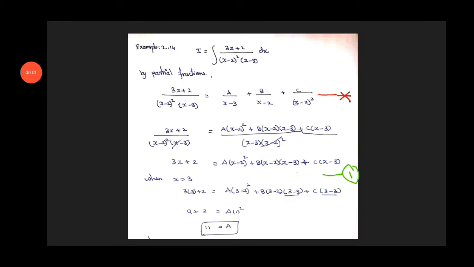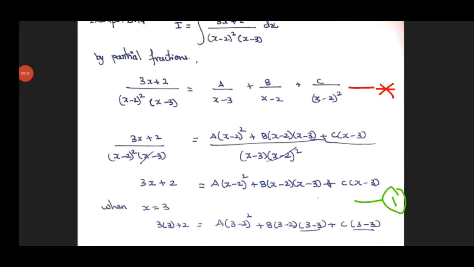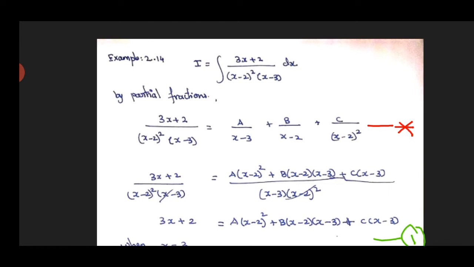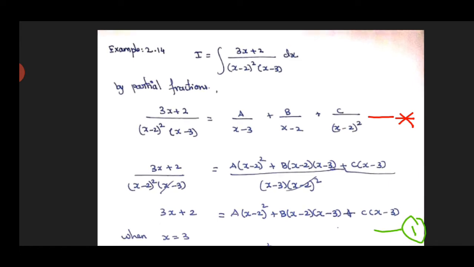Example number 2.14. I = ∫ (3x + 2)/((x − 2)²(x − 3)) dx. And this time also we cannot directly integrate. We can use partial fractions. But in partial fractions we have three types. One is linear distinct factors, the sums we have already seen. And now we are going to see the repeated factors type. The last type is the non-factorable type.